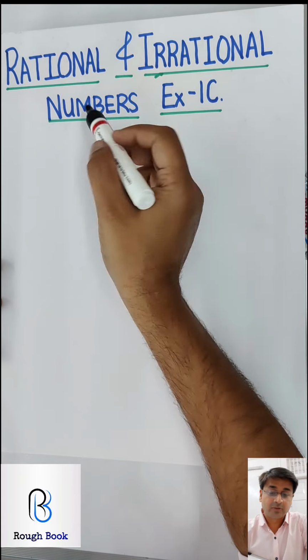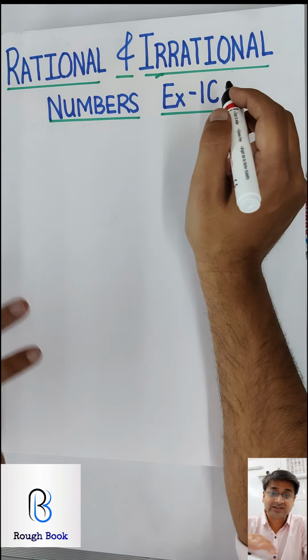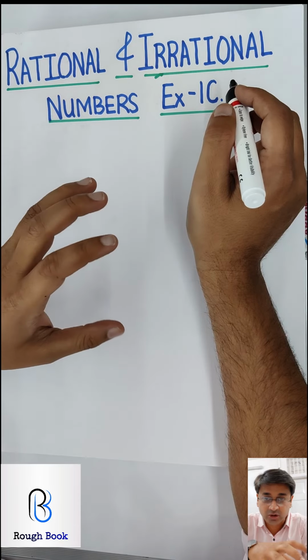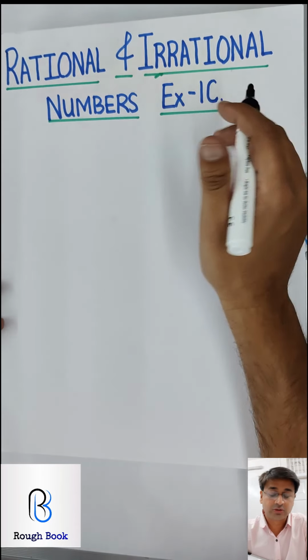Hi, we're starting with rational irrational numbers exercise 1C. 1C earlier was in different parts, about 4-5 parts, so I thought I'll make a video again. I'll make a better video for all of you. Okay, so here you go with 1C.